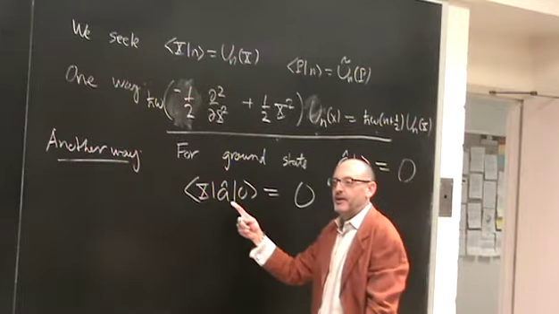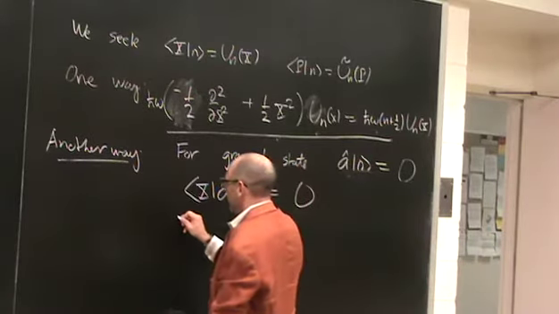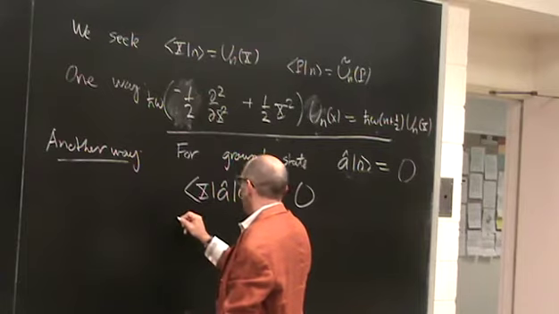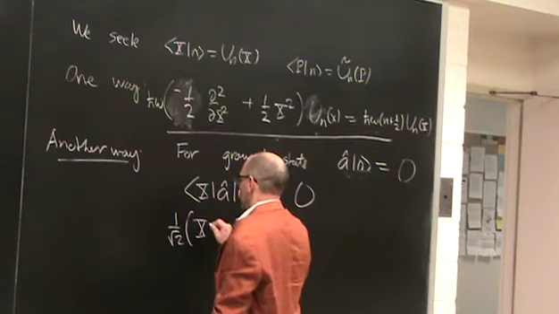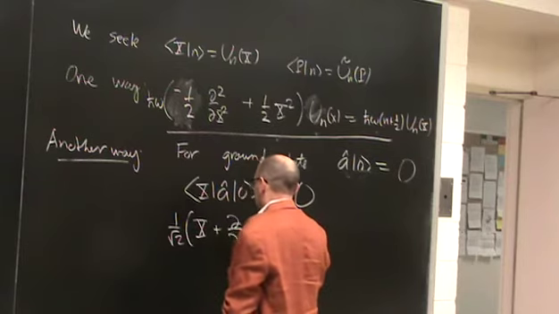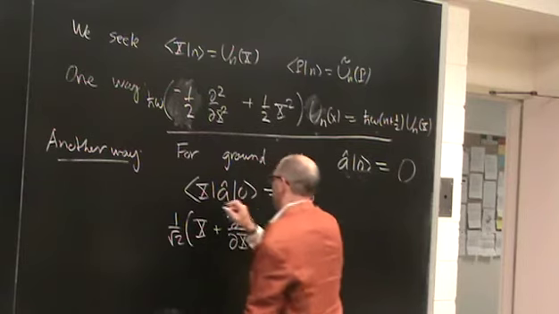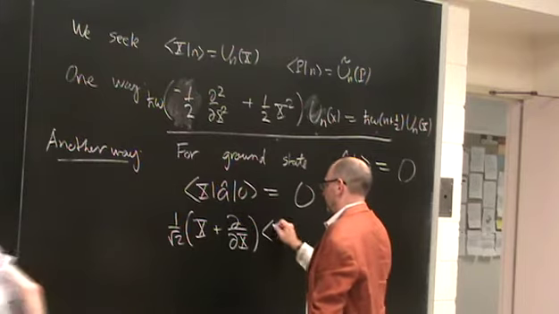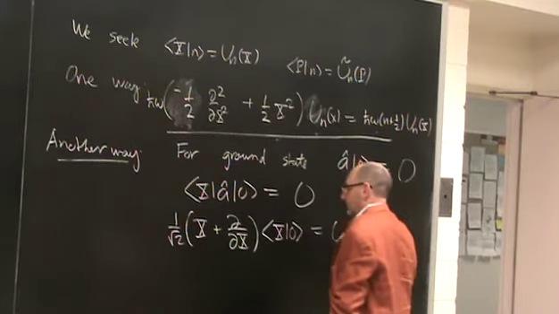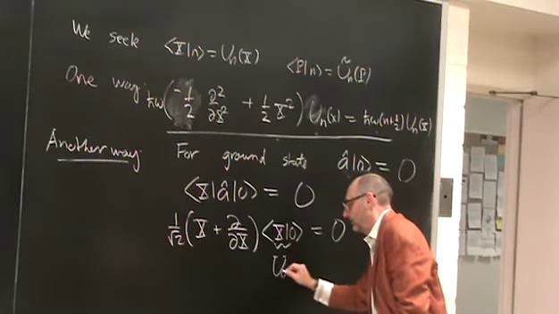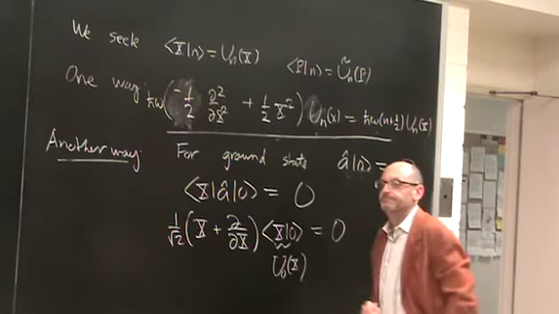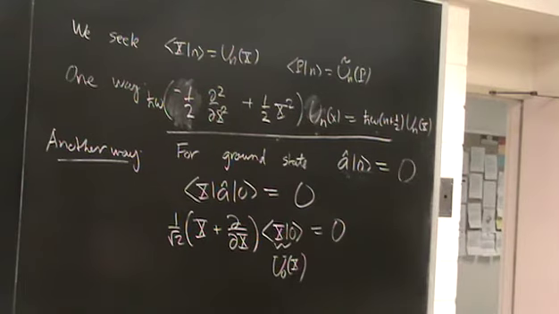The annihilation operator in the position representation is equal to 1 over root 2 times x plus the derivative with respect to x, acting on the wave function, which is what we're calling u0. Alrighty, good enough.